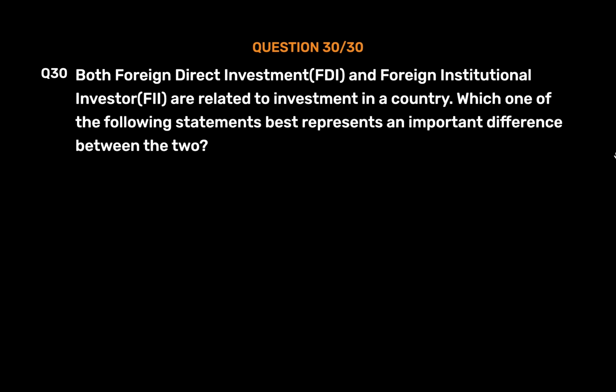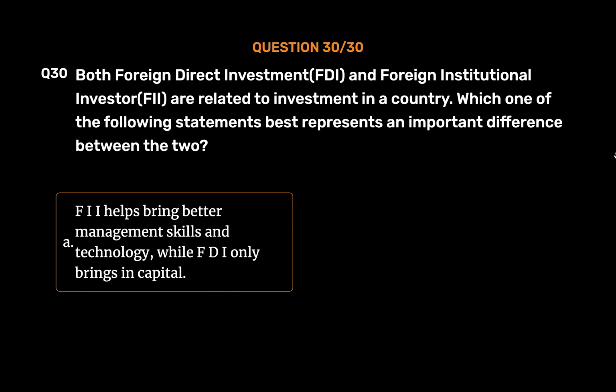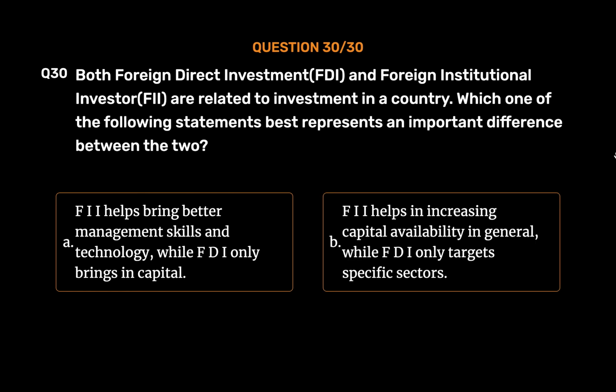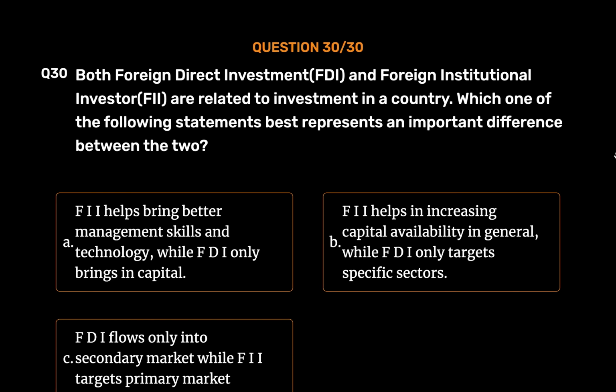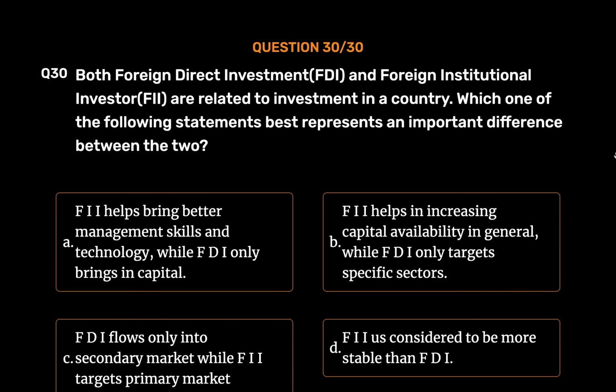Question number 30. Both foreign direct investment (FDI) and foreign institutional investor (FII) are related to investment in a country. Which one of the following statements best represents an important difference between the two? Option A. FII helps bring better management skills and technology, while FDI only brings in capital. Option B. FII helps in increasing capital availability in general, while FDI only targets specific sectors. Option C. FDI flows only into secondary market while FII targets primary market. Option D. FII is considered to be more stable than FDI.